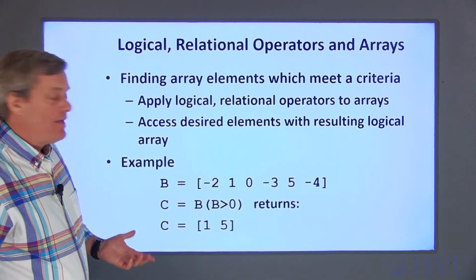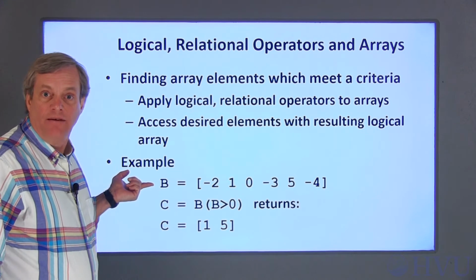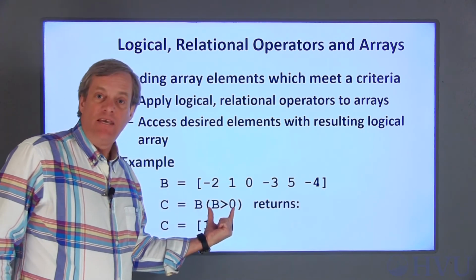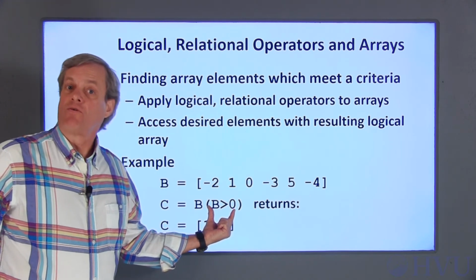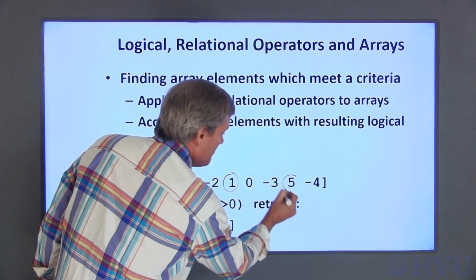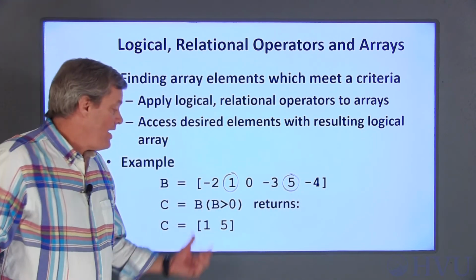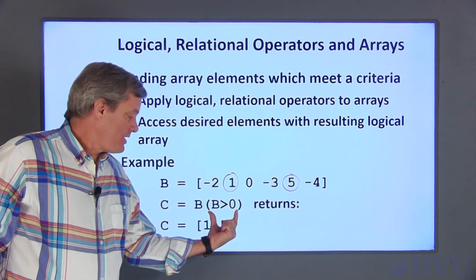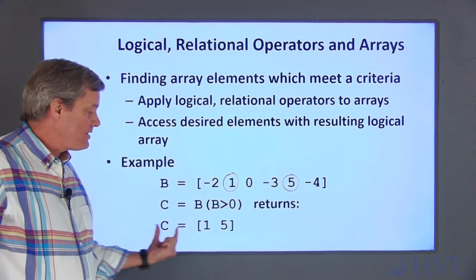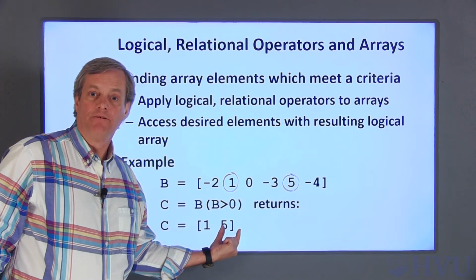For example, I have this array B in my workspace. The relational operation B greater than 0 returns an array with 1s in locations corresponding to positive values of B, here and there. If I use that array of 1s and 0s as an argument to B, I extract the values here, and C becomes 1 and 5.